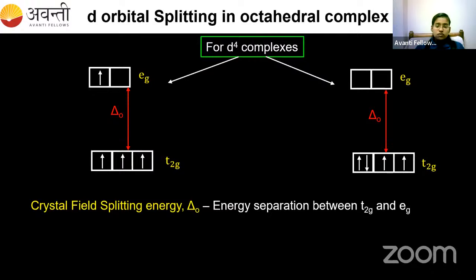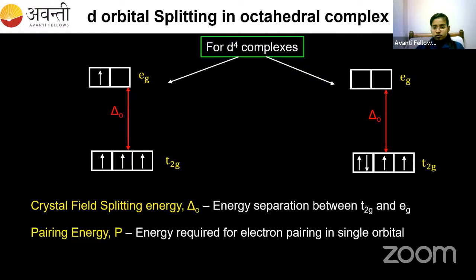Along with this, we also have one more term, which is called pairing energy. Pairing energy means the energy required for an electron to get paired up in one orbital. So if this electron wants to get paired up with this electron in that orbital, it requires some energy. That is called pairing energy. So keep these two terms in your mind: one is crystal field splitting energy and the other is pairing energy.